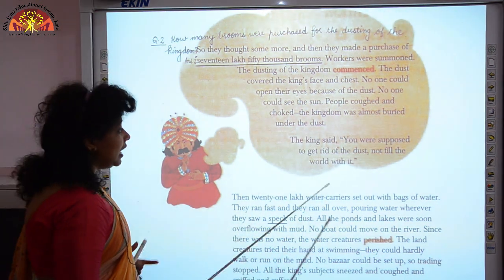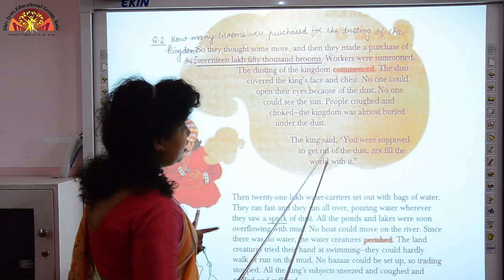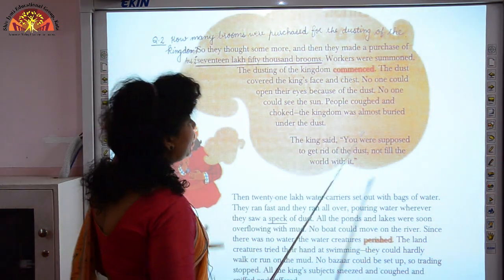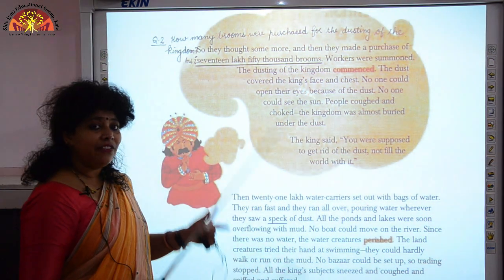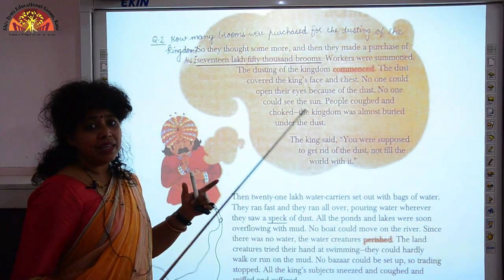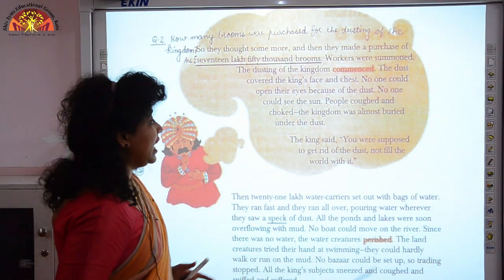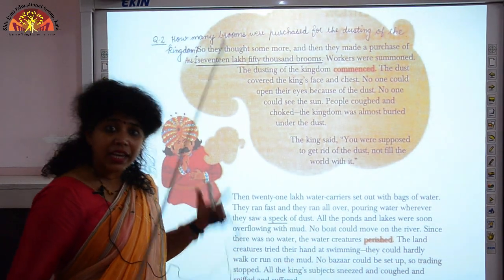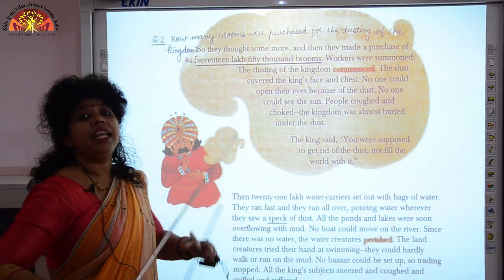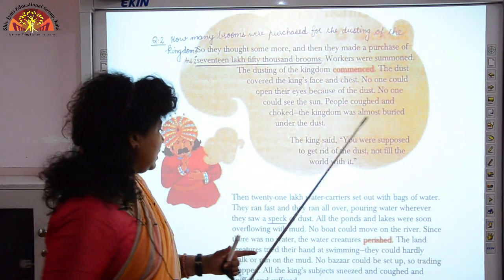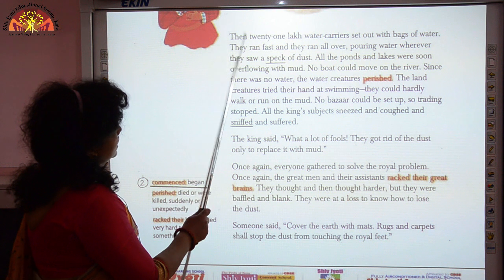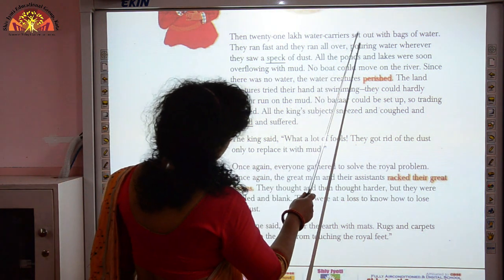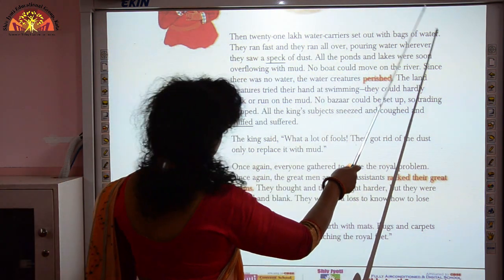The king said, "You were supposed to get rid of the dust, not fill the world with it." This made the king very furious. This made the king very angry. And he said that instead of getting rid of the dust, now you're filling the entire kingdom with dust. Then 21 lakh water carriers set out with bags of water.